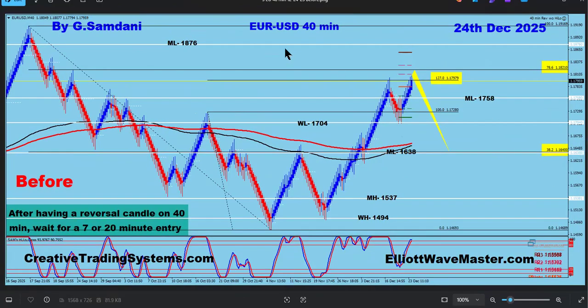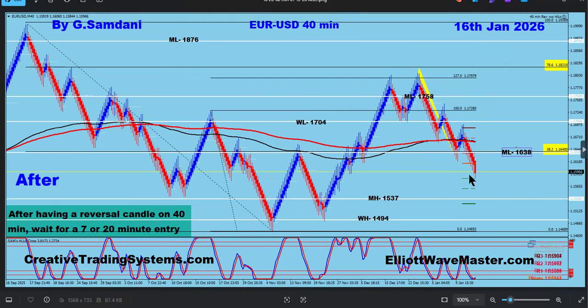Next, let's say Euro USD. So this was on the 24th December. I said, okay, it is at 127 of this fib and 78% is just around the corner. So I said it may bounce a little bit, hit 78 and then drop back to 38%. Maybe, maybe not, right? So if maybe, then I need to take a short trade. So maybe what happened? This is what happened. Exactly from there, it started to drop.